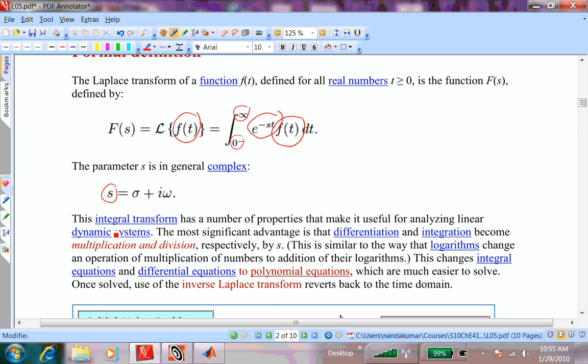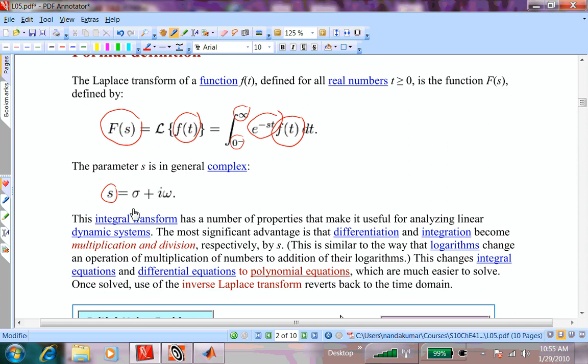Basically, take the function, multiply by e to the power minus st, carry out the integral, and what you get is a new function, and we'll typically represent this as capital F of s. The original function is represented as lowercase f of t, the transform function is represented as capital F, which is a function of a new variable s, the transformed variable.